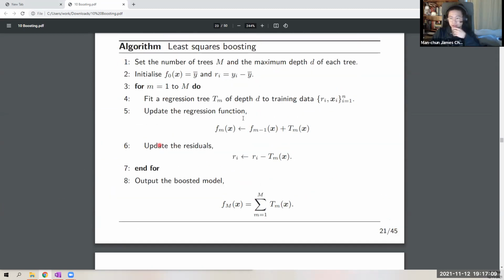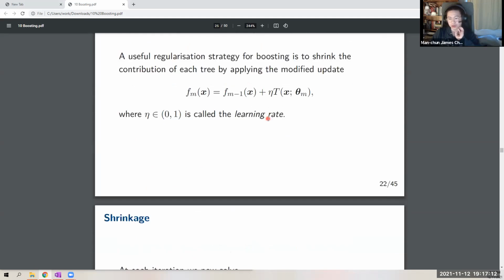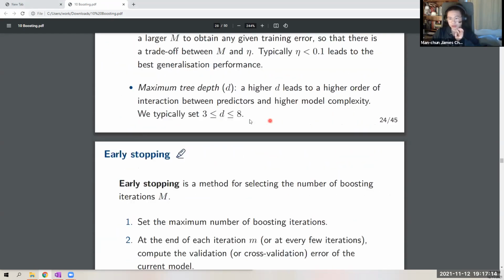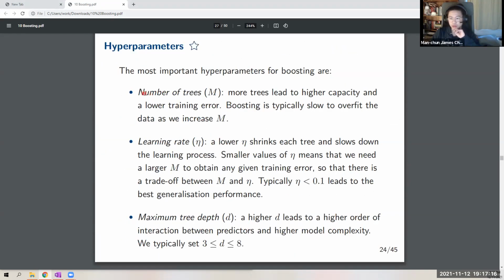Right, and I also explained least squares boosting in the tutorials, so go check that out. We have some hyperparameters. It's the number of trees. The number of trees is basically the number of epochs that you have, or the number of times you descend down the gradient. The learning rate is how quickly you want to descend each time.